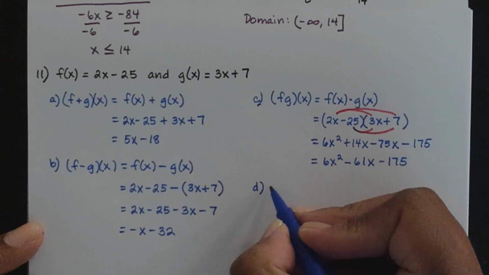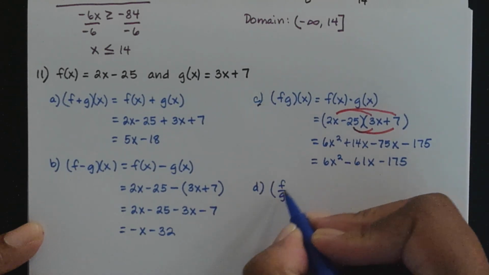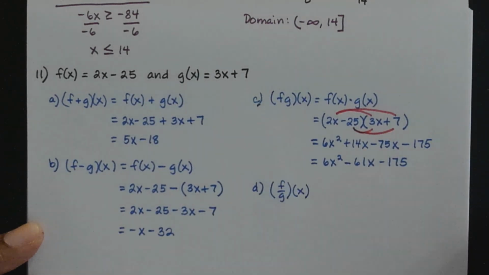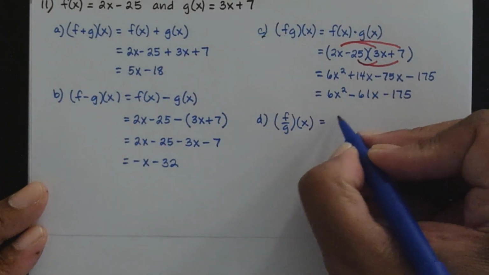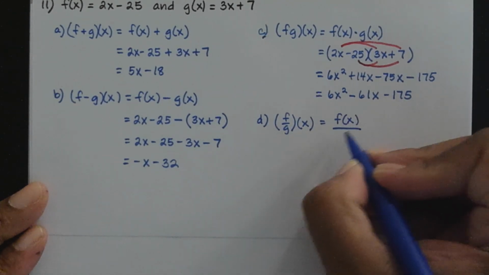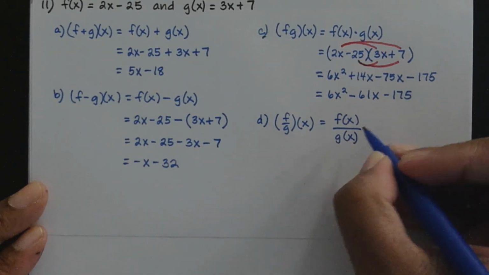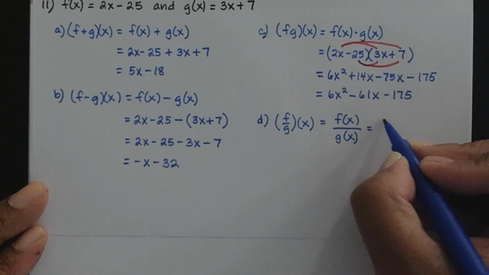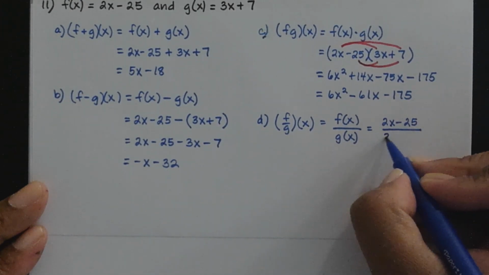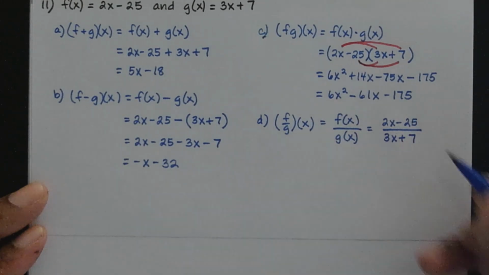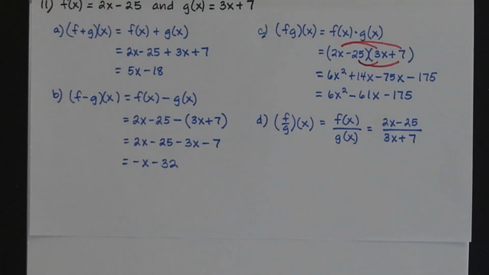And part D is the quotient of f and g of x. And that simply means f of x divided by g of x. And here f of x is that 2x minus 25 divided by g of x, 3x plus 7. And that will be as far as I will be able to go with that problem, because I'm not going to be able to factor out anything and divide out any common factors in the numerator and the denominator.